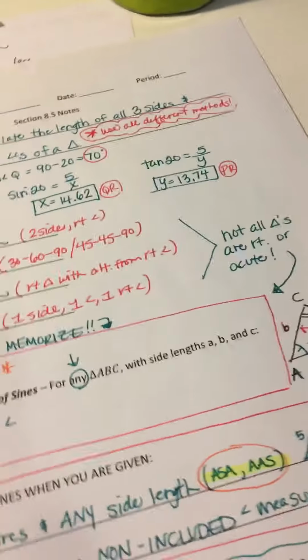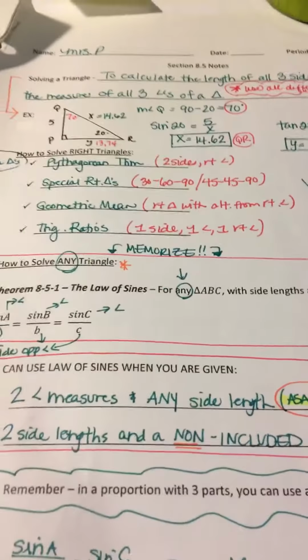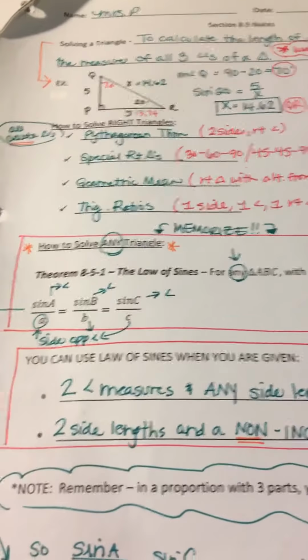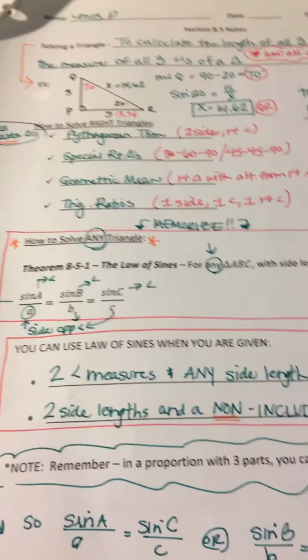So what we did the day we were told we had to be quarantined, what was that? March 13th, our last day of school. We did law of sines and cosines.